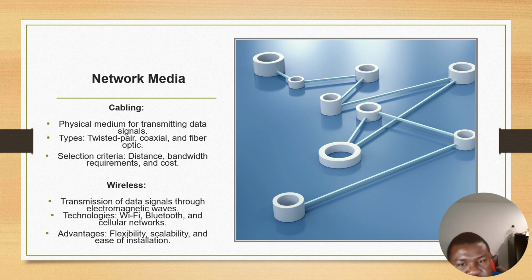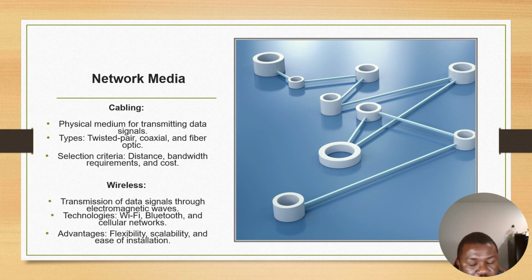Alright, now we will talk about network media. There are two components to network media that we're going to elaborate further on. First, the physical aspects, which will deal with cabling. Under cabling, you're going to deal with physical media that transmit signals through wires of some sort. In this case, we're dealing with examples like twisted pair, coaxial cables, and of course fiber optic cables.